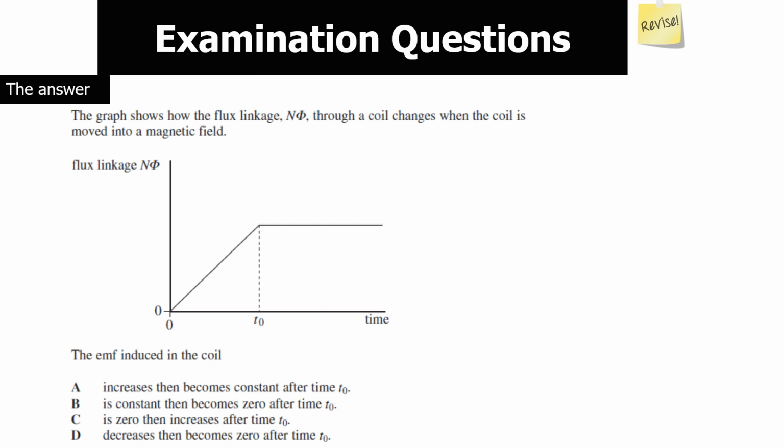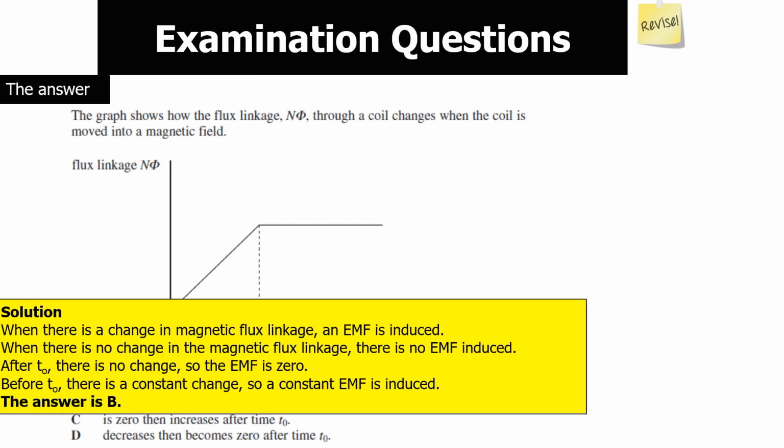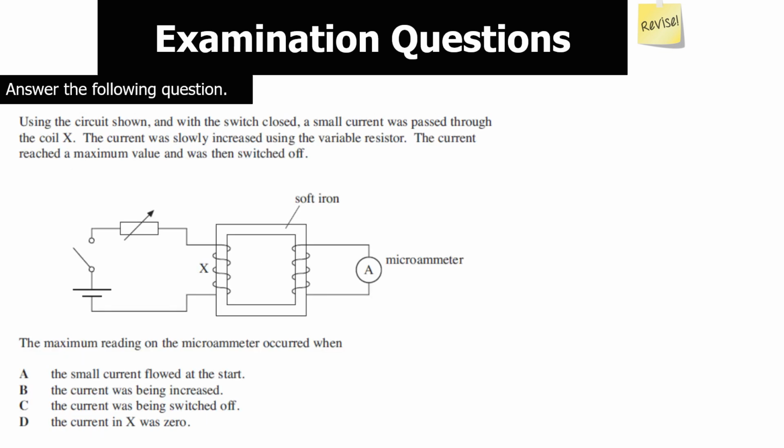The answer here is B, because when there's a change in magnetic flux linkage, an EMF is induced. When there's no change in magnetic flux linkage, there's no EMF induced. So after t equals 0, it's a flat line, so there's no change, so EMF is 0. Before t0, there's a constant change because there's a constant gradient, so therefore a constant EMF is induced. The answer is B.